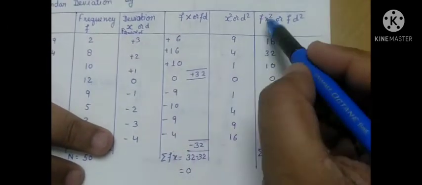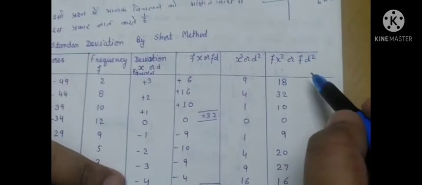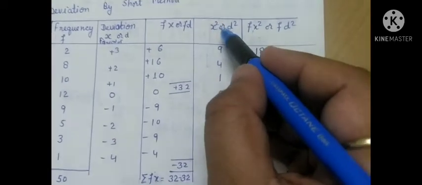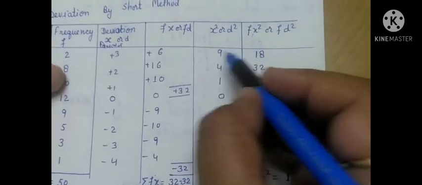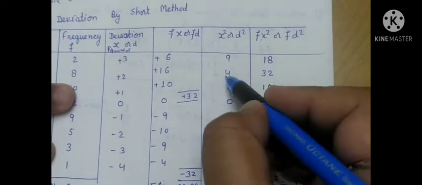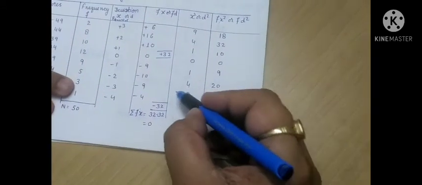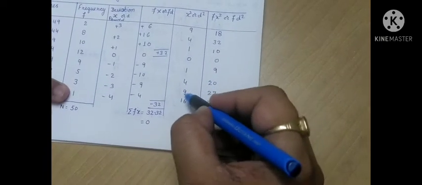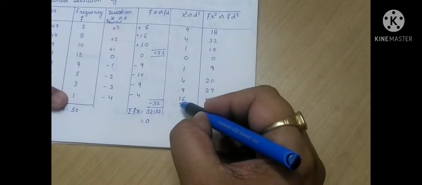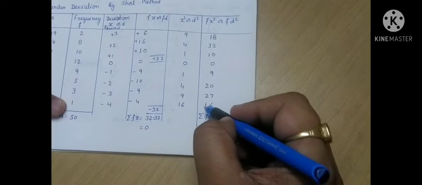Next column is for fx square or fd square, so multiplying this x square by f. 2 9s are 18, 8 4s are 32, 10 1s are 10, 12 zeros are 0, 9 1s are 9, 5 4s are 20, 3 9s are 27, 1 multiplied by 16 is 16.